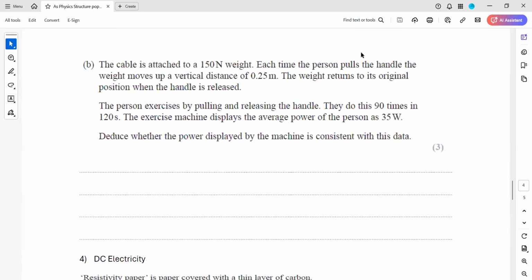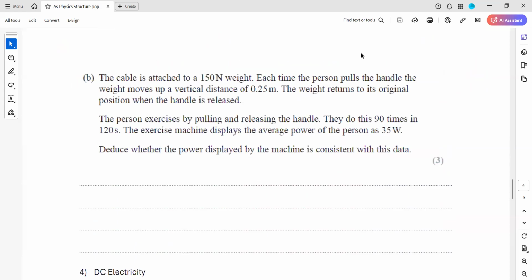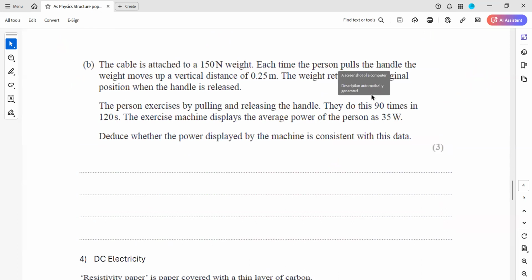In part B, the cable is attached to a 150 Newton load. Each time a person pulls the handle, the weight moves vertically up a distance of 0.25 meters. The weight returns to its original position when the handle is released. A person exercises by pulling and releasing the handle. They do this 90 times in 120 seconds. The exercise machine displays the average power of a person as 35 watt.